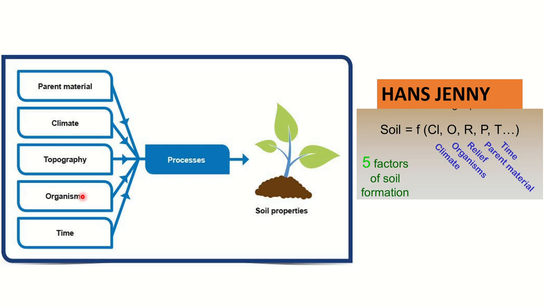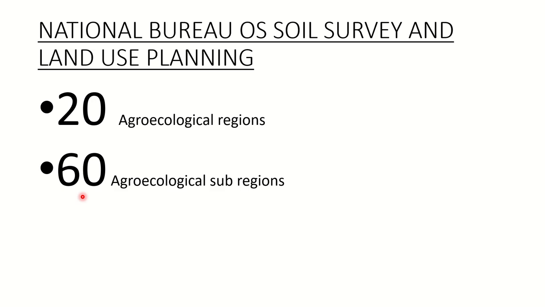So we can say this is an important part. The National Bureau of Soil Survey and Land Use Planning has divided India into 20 agroecological regions and 60 agroecological sub-regions. So if a question comes asking how many agroecological regions India has, the answer is 20. And agroecological sub-regions is 60.